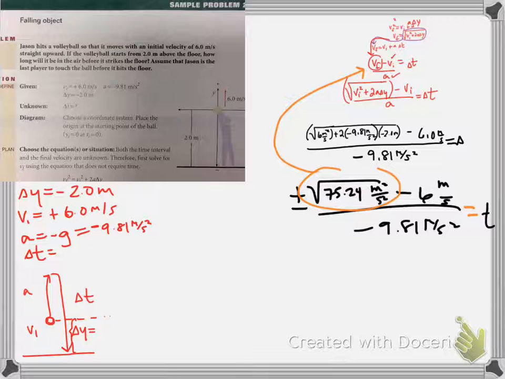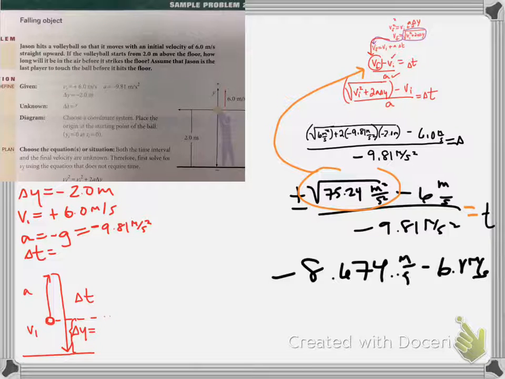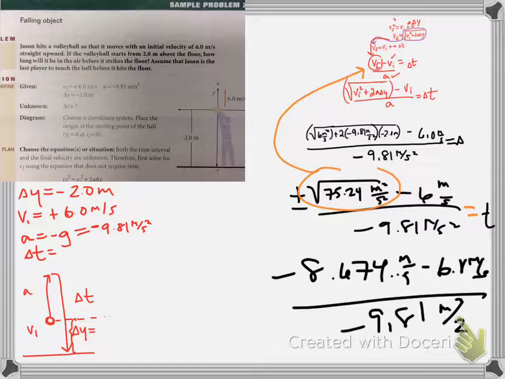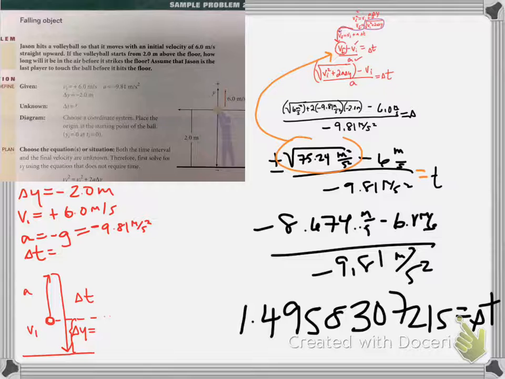So we get negative 8.674 blah blah blah minus 6.0, and these are both meters per second, divided by negative 9.81 meters per second squared. Okay, what does that get you for a rock? You get 1.4958 blah blah blah. How many sig figs do we have? 2. So delta t equals 1.5 seconds.